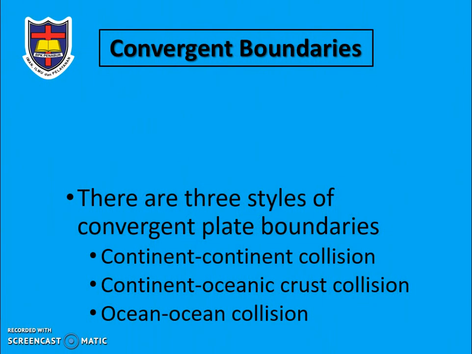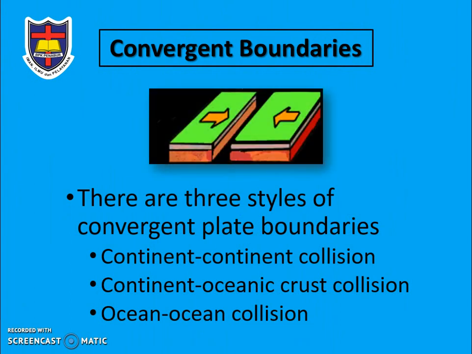Convergent boundaries are where the plates move towards each other. There are three types of convergent boundaries, each defined by what type of crust is coming together. Therefore, we can have continent-continent collision, continent-oceanic crust collision, or ocean-ocean collision.